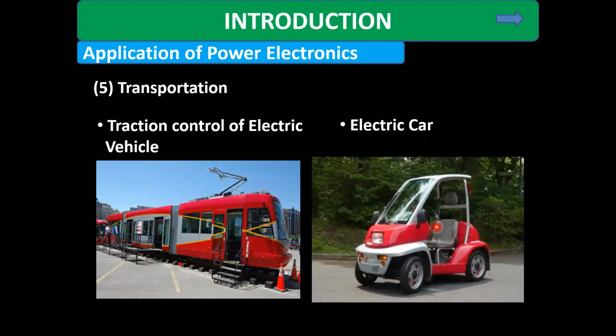The fifth application of the power electronics converter is in transportation, that is, in the traction control of electric vehicles. As you observe, this is a pantograph. Above this pantograph, it is connected with the AC supply, but in the buses or traction control, we are using different electromechanical devices, and to control the torque, to control the speed of the wheel, to control the proper amount of current, we need power electronics.